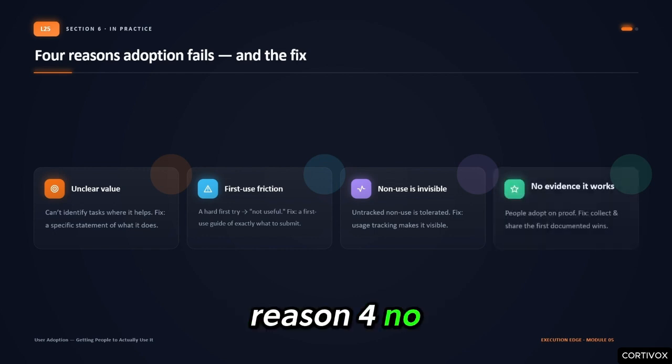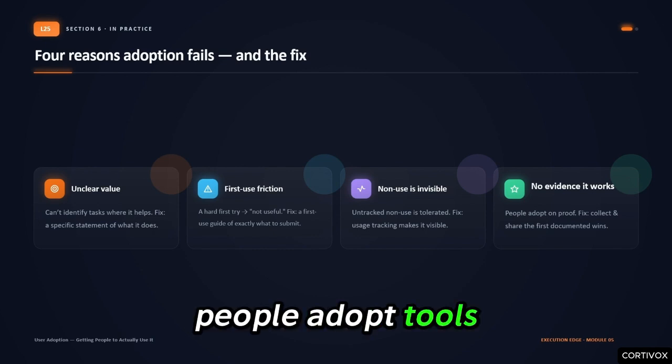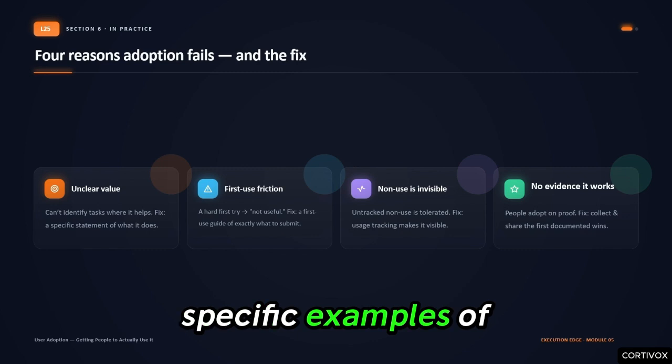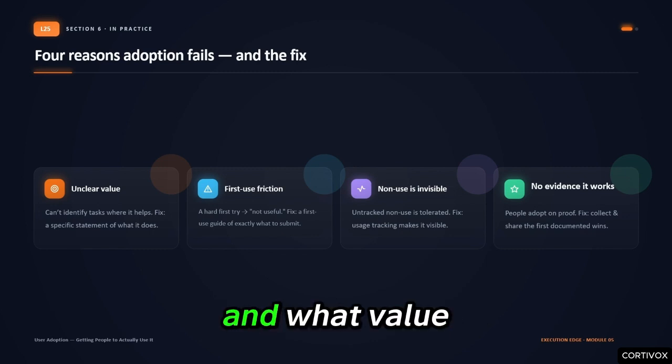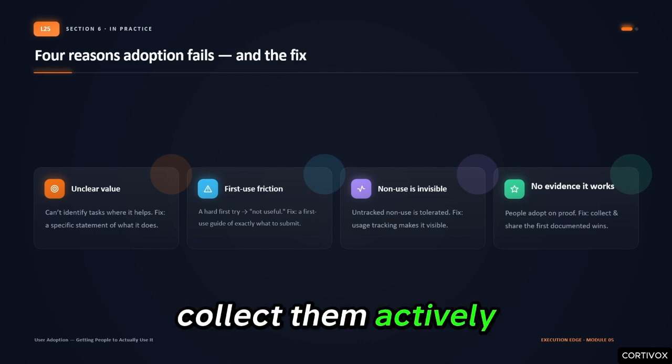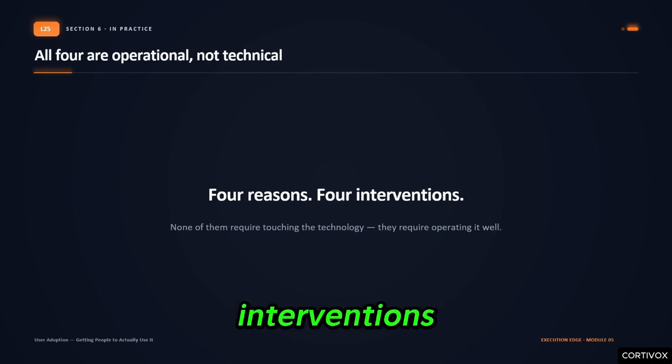Reason 4. No evidence that it works. People adopt tools when they see evidence the tool produces value for tasks like theirs. The first few documented wins, specific examples of what the system produced and what value it created, are the most effective adoption driver. Collect them actively. 4 reasons, 4 interventions. All operational, not technical.